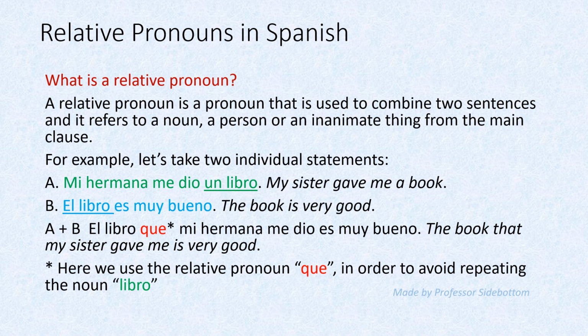Now, if we want to combine statement A with statement B, we need to use the relative pronoun que. El libro que mi hermana me dio es muy bueno. The book that my sister gave me is very good. In this case, we use the relative pronoun que in order to avoid repeating the noun libro.